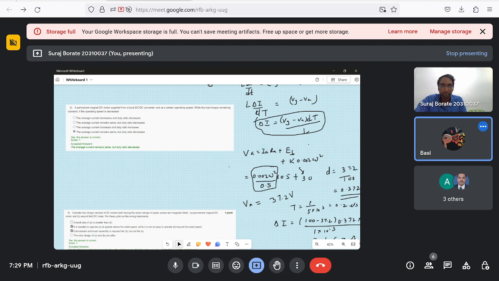And secondly, why do we do this? Because we want to operate the motor at higher speeds, but we cannot go to higher speed beyond a certain limit, right?